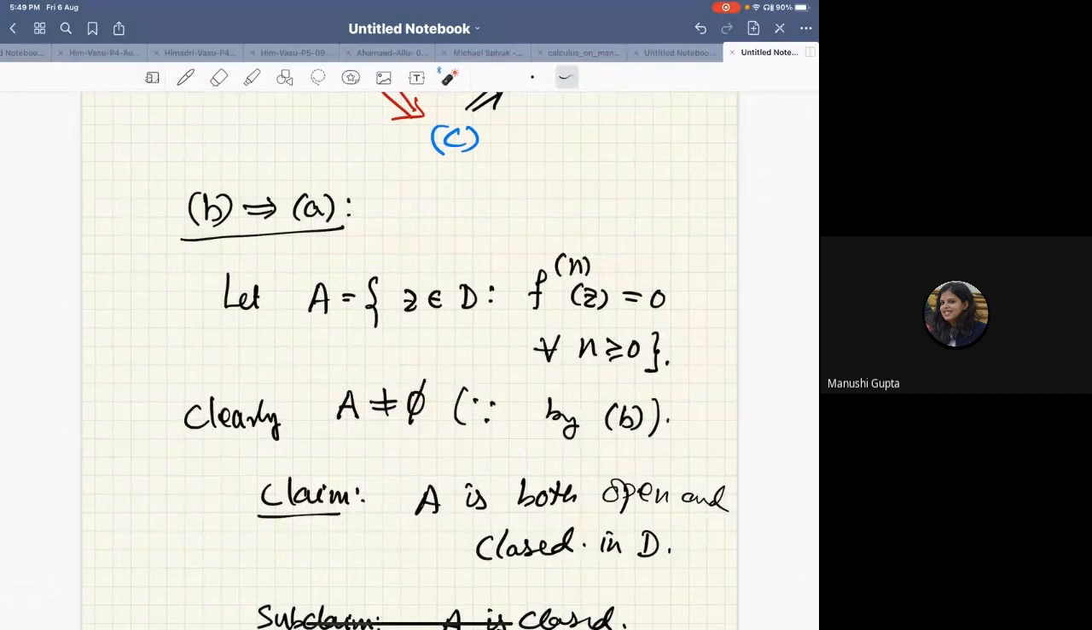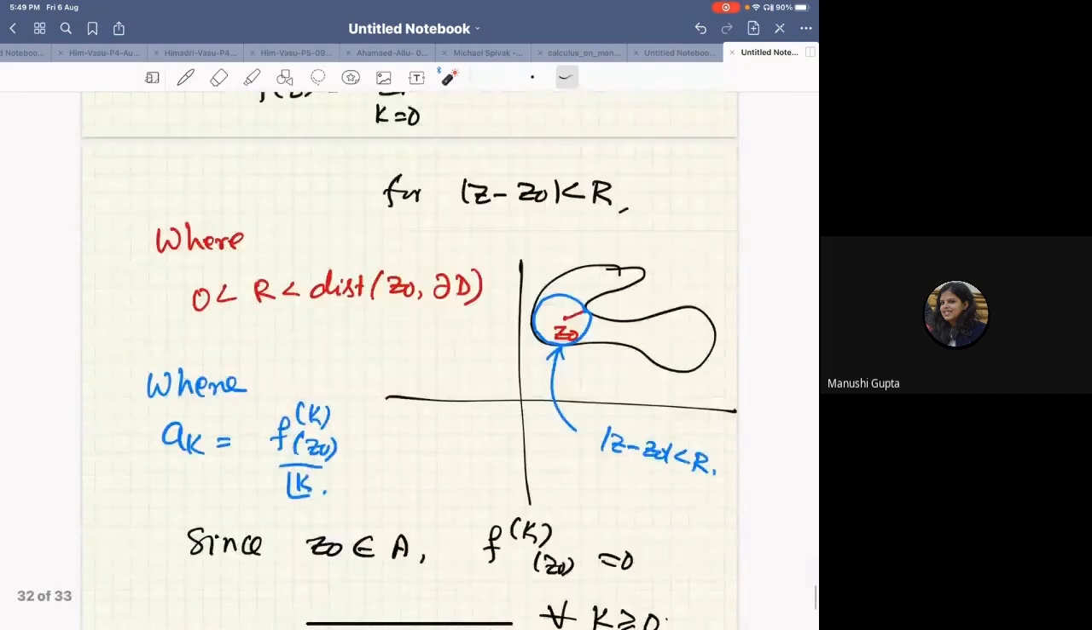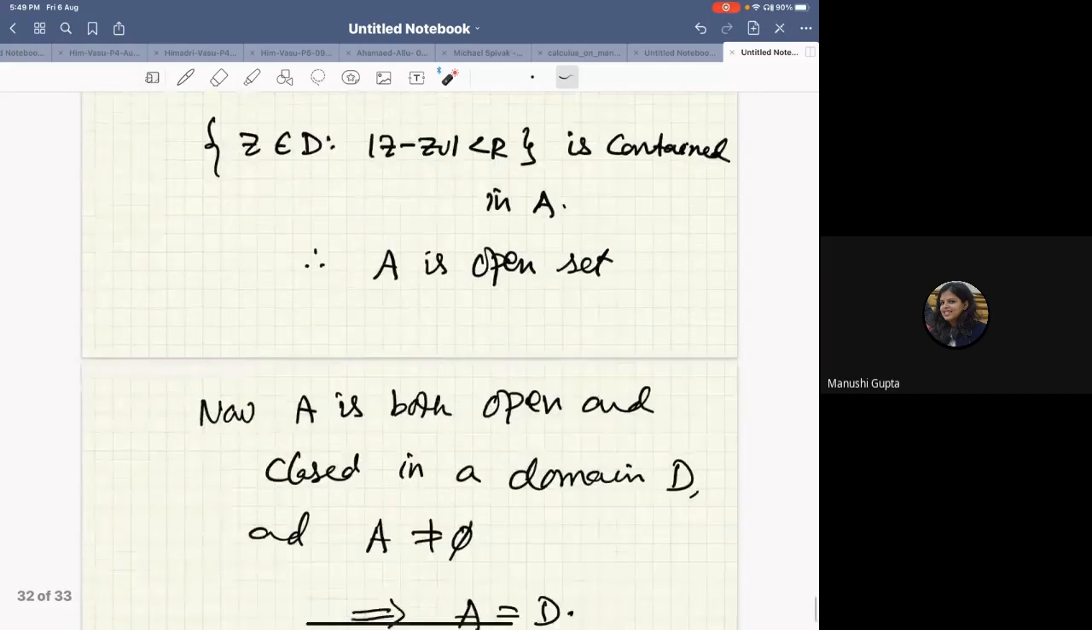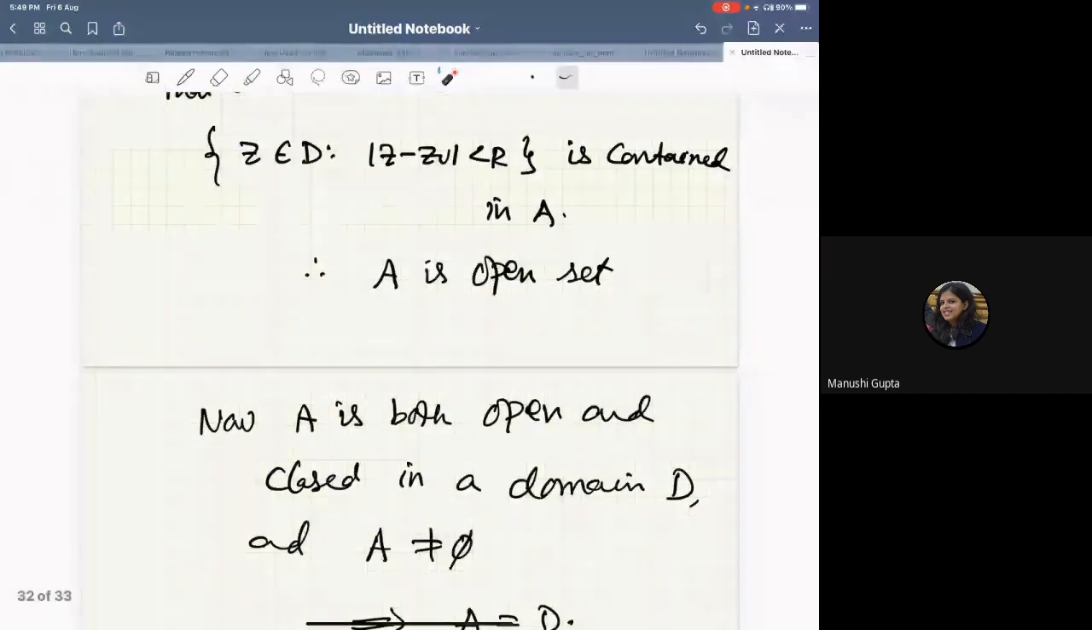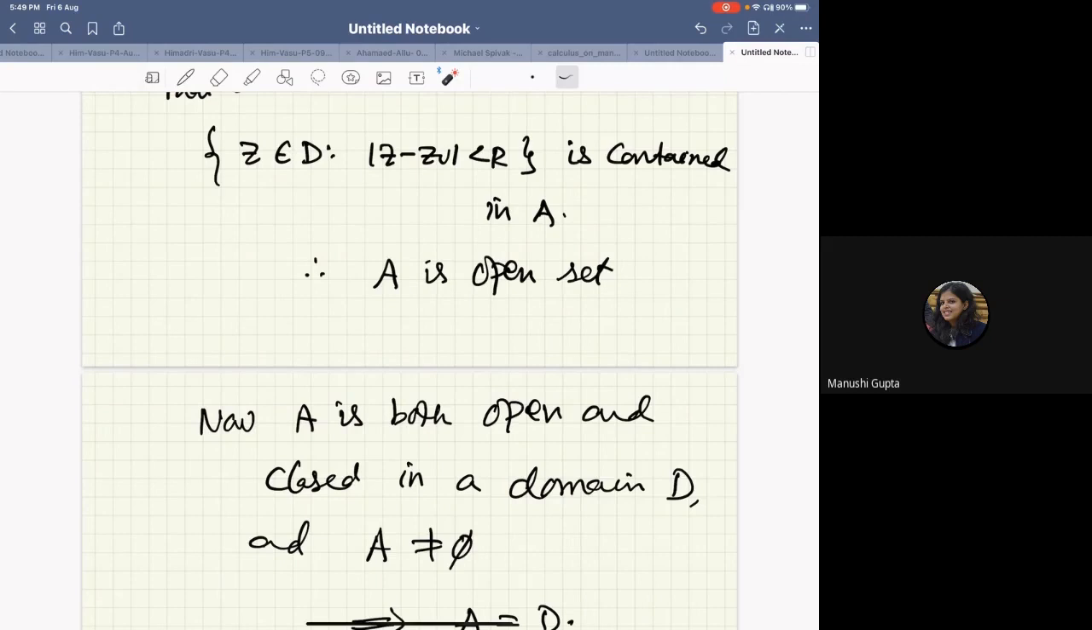Yes, sir. But in order to prove A to be open, I was suggesting that. Okay, tell me your proof. Since to prove it to be open, suppose we take a random point z naught, we want a smaller neighborhood of z naught that will be contained in A. Yeah, that's what we want to prove.